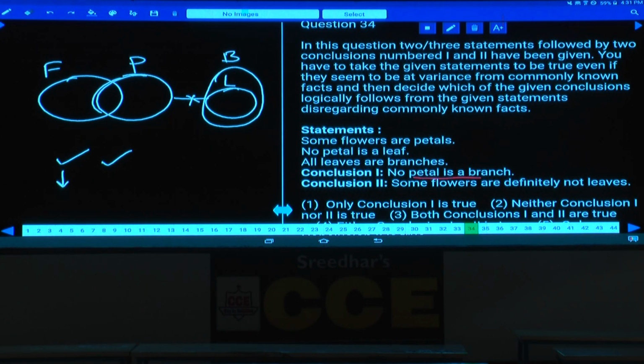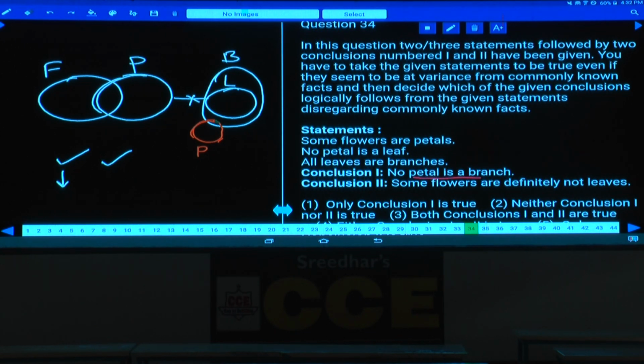Both these two conclusions follow from the basic diagram. In order to make this one false, we need to check its complementary: no petal is a branch, so it can be some petals are branches. Now tell me whether I can draw my petal like this or not. If you draw petal like this, then no petal is a branch will become false because some of the petals are branches.